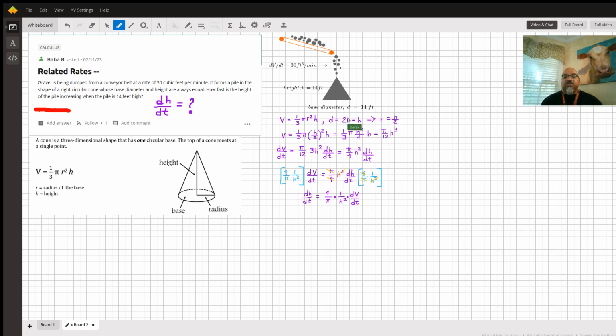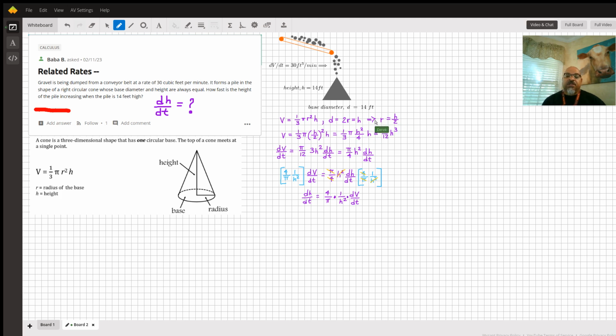So let's look at the relationship between the height and the diameter and the radius to do some substitution into the formula, which is in terms of radius and height. We want to change that into height only so we can find dH/dt. All right, so this may be a little small, so hopefully you can see it. So we know that the diameter is twice the radius, which is equal to the height. And so the radius is equal to the height divided by 2.